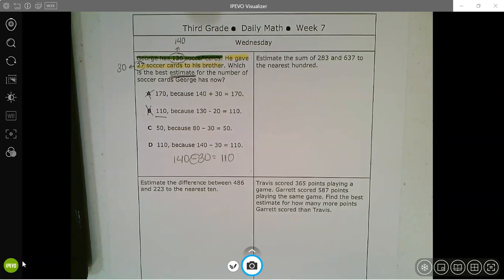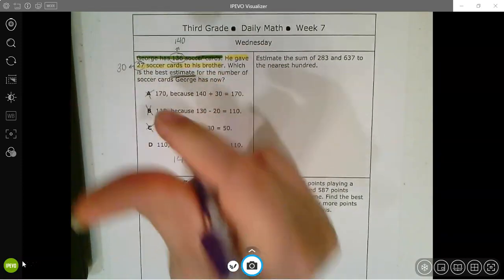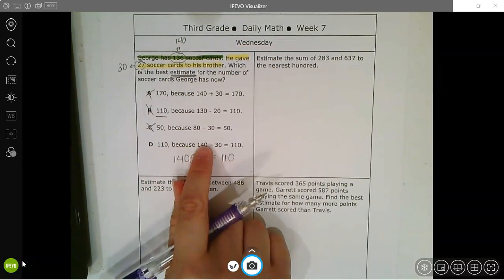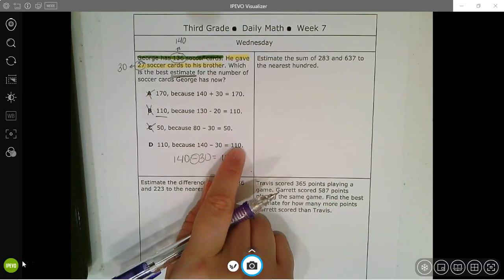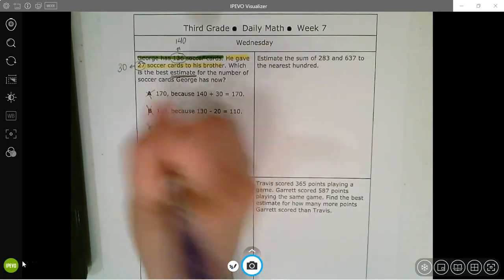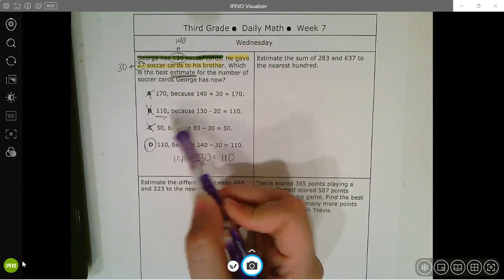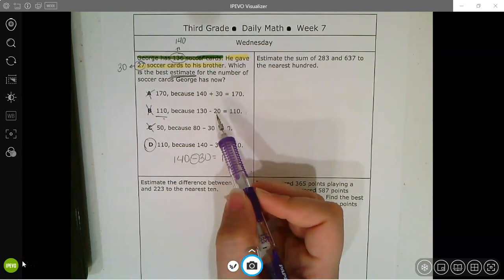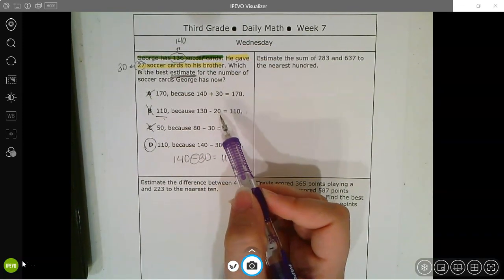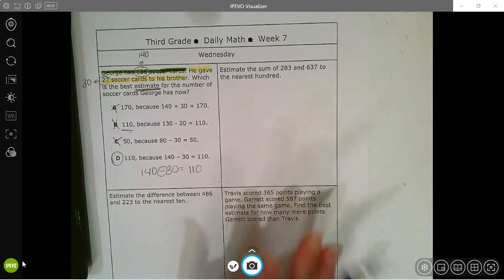C, 50, because 80 minus 30 equals 50. Well, I don't know. 80 minus 30 is 50, but I don't know where they got 80 and 30, so no. D, 110, because 140 minus 30 equals 110. So D is our answer. They tried to trick you. Do you see that? They tried to trick you, but the numbers aren't correct. Ms. Netho fell for that. Do not fall for that.